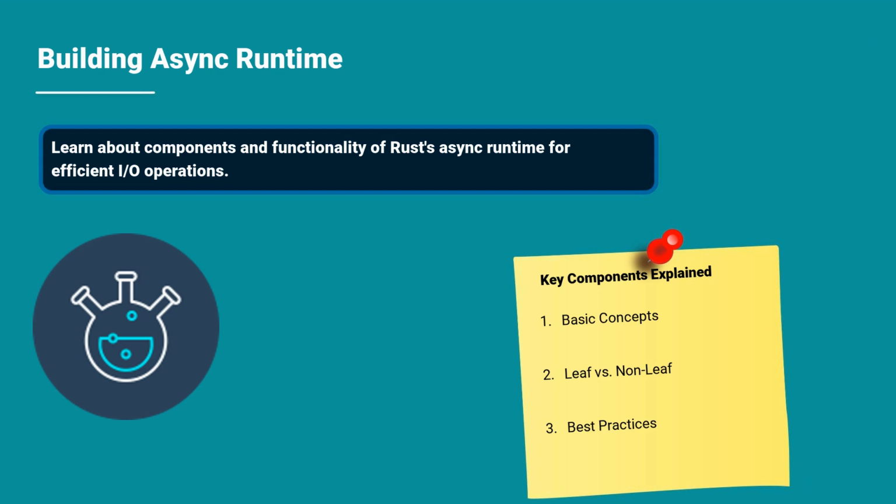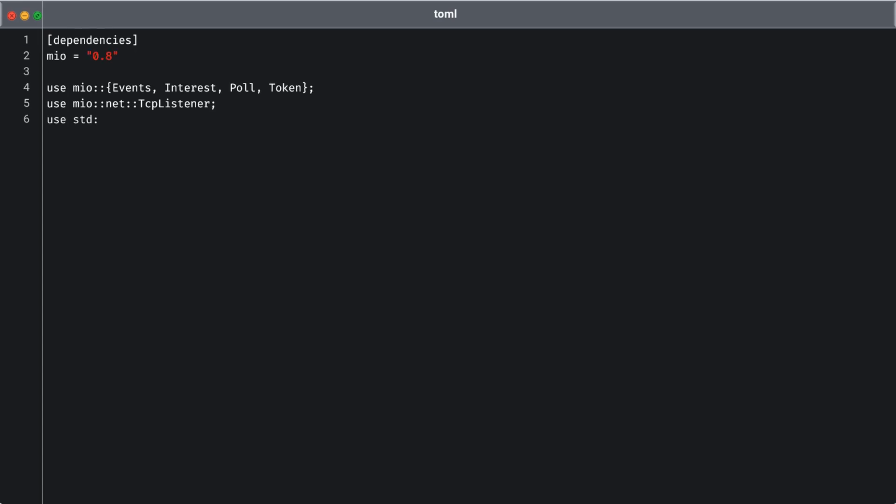Now we will talk about building an async runtime, breaking down its components and functionality. Now let's see how we can implement a basic reactor using the Mio crate to manage incoming TCP connections asynchronously. We begin by specifying the necessary dependencies in our Cargo.toml file, ensuring that the Mio library is included.